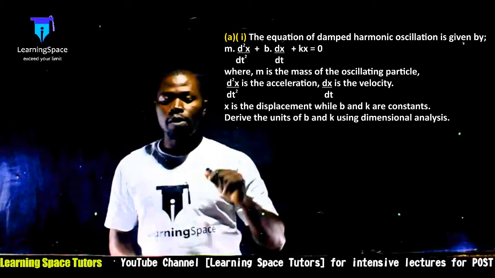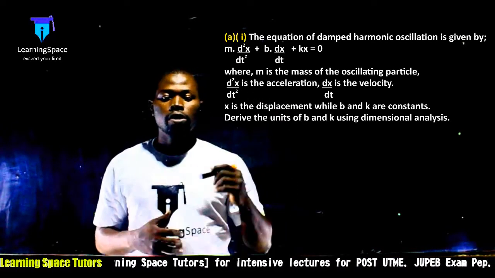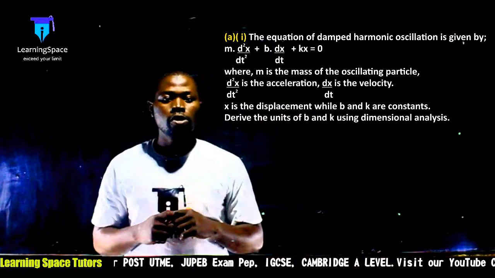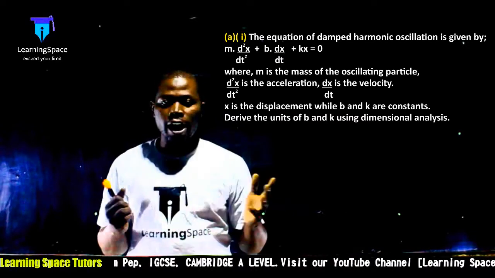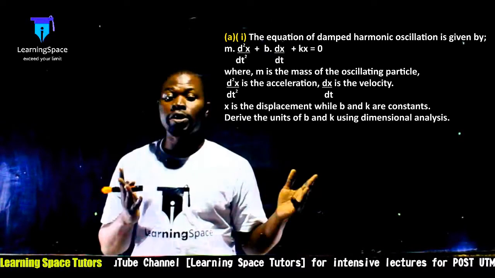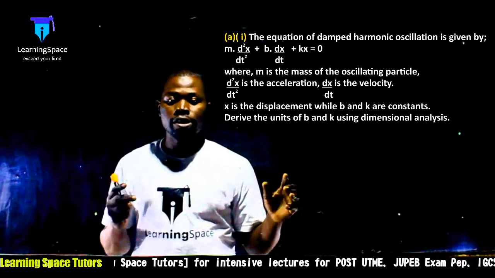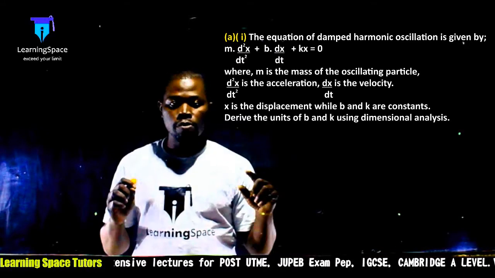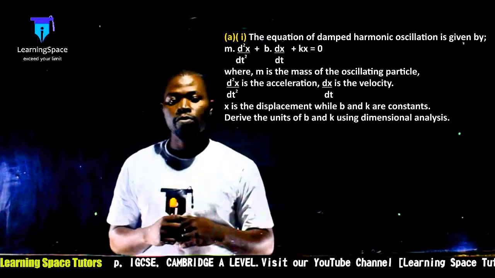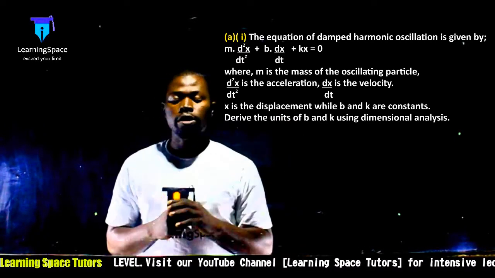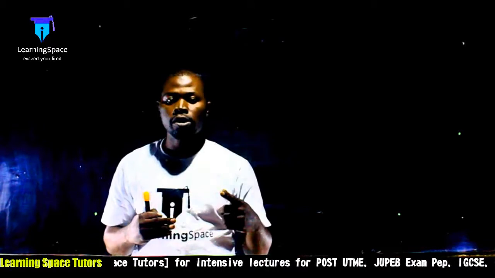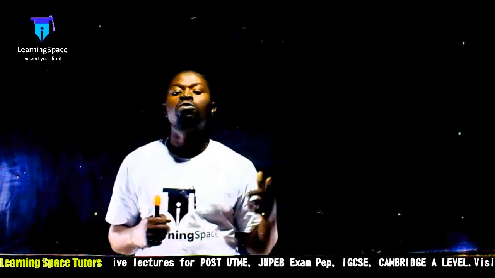Number one, we use dimensional analysis to establish the relationship between two or more variables. We also use it to show that a given equation is dimensionally correct, and the condition for an equation to be dimensionally correct is that it must be homogeneous. What do we mean by homogeneous? The components of the equation must have the same units. Then thirdly, dimensional analysis is used in the conversion of one system of units to another for various physical quantities.